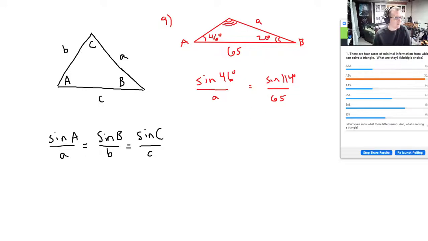Right? So, on your test, this is the sort of answer that I am looking for. I'm looking for A equals 65 times sine of 46 over sine of 114. That's all I'm looking for. And why is that all I'm looking for? Because I don't want you using calculators for this. You can use a calculator to give me the approximate value, that's fine. What I really want to see is just this. The idea is we're not using calculators in this course, so this is sufficient.